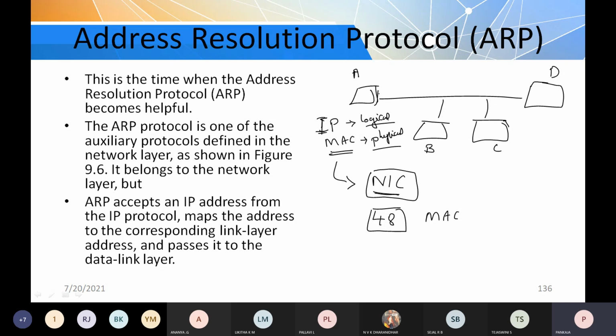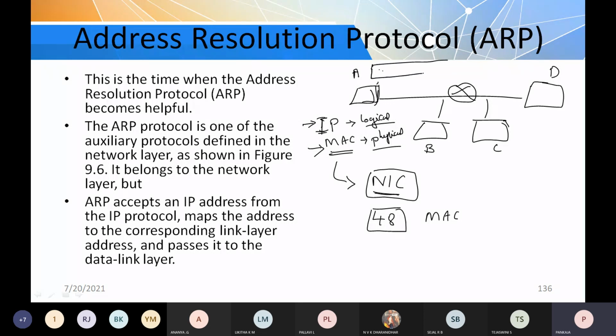Now if this is the case, whenever a device wants to send data, it should know both addresses, the IP address and the MAC address. We are not going to discuss more on IP now, that is going to be in the next class, so we'll focus on the MAC address. But whenever a device wants to communicate, it requires both addresses. Consider device A wants to send data to D. Consider even there is a router here. Consider A knows its IP address.